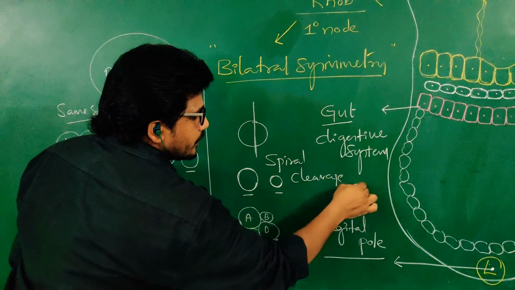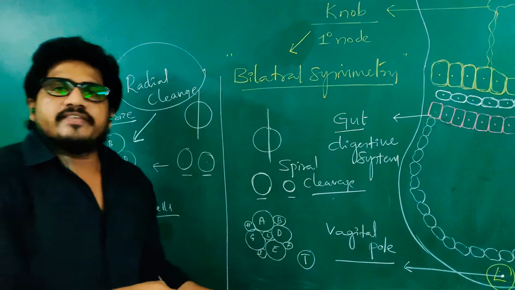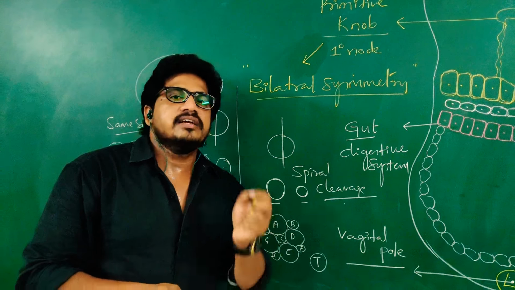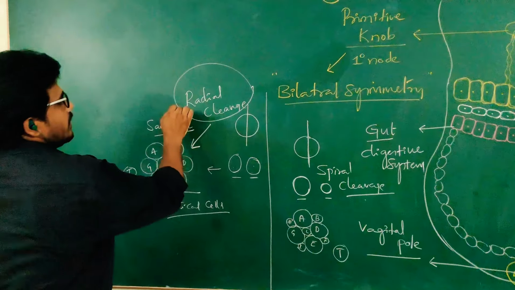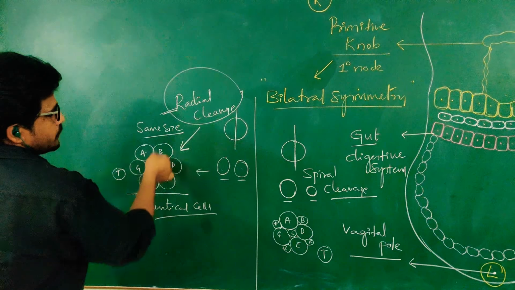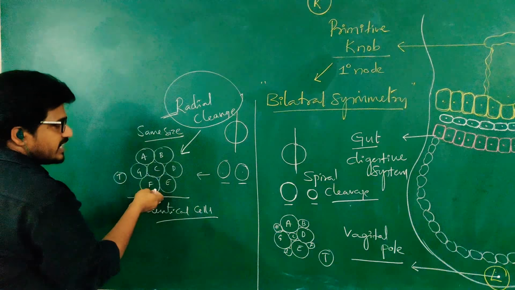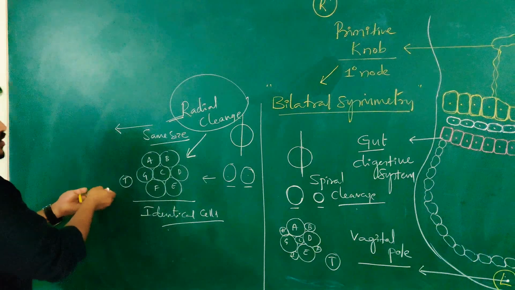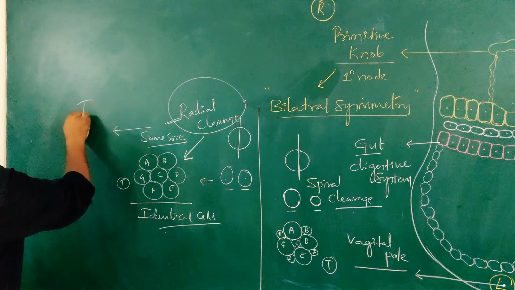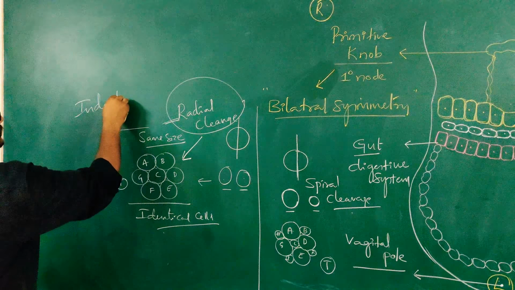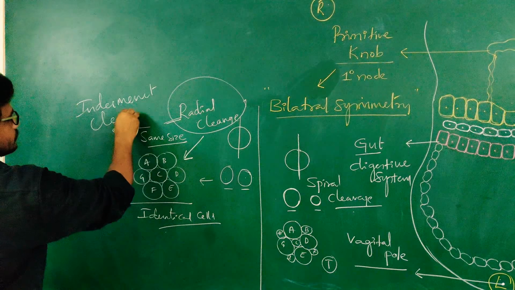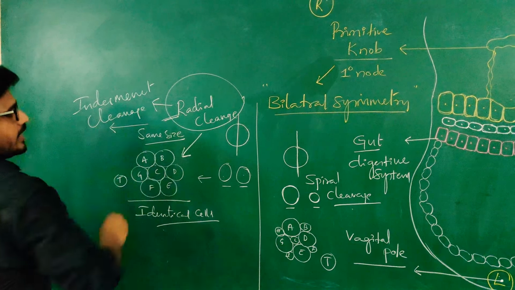Spiral cleavage is one type of cleavage. But in humans, the cleavage is radial cleavage. The tissue comes from the radial cleavage, nothing but the equal division, which gives identical cells, identical tissue. So that cleavage is called indeterminate cleavage. Indeterminate cleavage comes from radial cleavage.